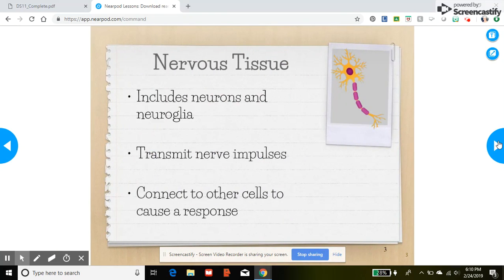When we talk about our nervous tissue, nervous tissue includes neurons and neuroglia. Glia are going to be more in the brain. We're still going to talk about the different types of glial cells, but keep in mind that's going to be more with the brain, whereas neurons are more throughout the body. With our nervous tissue, the main goal is to transmit a nerve impulse. Like I said, think back to the neuromuscular junction. So when we're transmitting a nerve impulse, I think you can see my cursor.